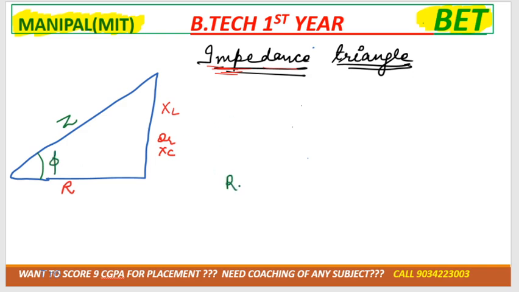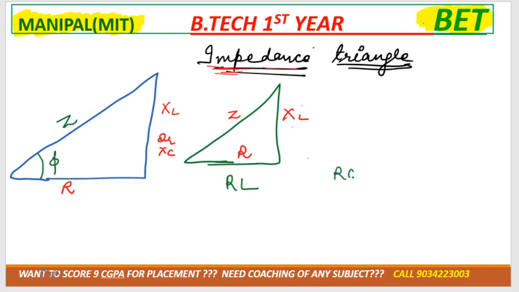Suppose we have an RL circuit in the paper, then the impedance triangle would be: here would be R, here would be XL, and here would be Z, right? But if we have an RC circuit, then in the base we'll have resistance, the perpendicular can be XC, and this would be Z, with angle phi.